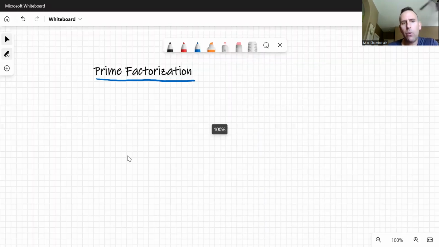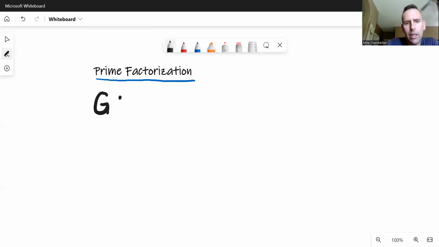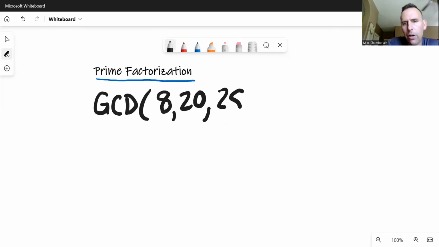So if you were asked that question, but you wanted to use this method, let's see how it comes out. What is the greatest common divisor, again, of 8... it's kind of a messy 8. Let's see if I can do better. 8, 20, and 28. Well, we already know the answer, but let's just pretend like we don't.